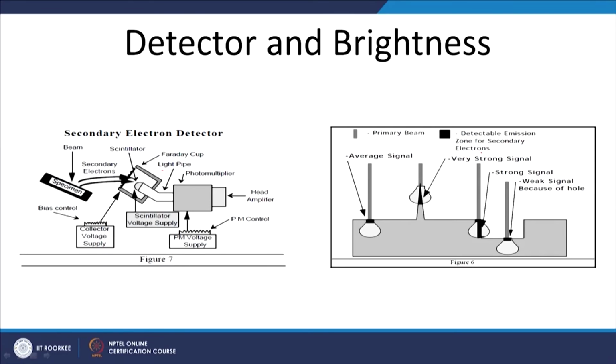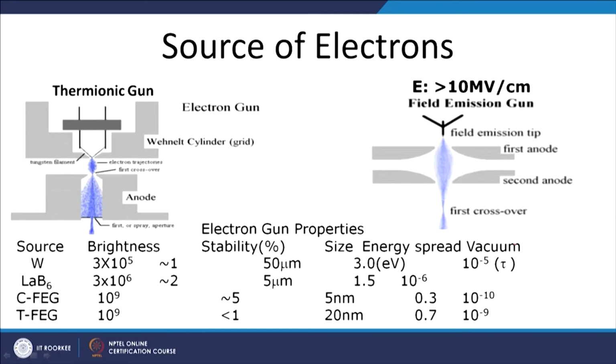Now, in this figure we are showing what will happen if we put a primary beam, and the detectable emission zone for secondary electrons. So, for an average signal, this is the distance the beam can penetrate. If I have a very strong signal, then the distance will become more and more. If it is a strong signal, it can go until this point. If it is a weak signal, it can only penetrate a small distance. Now, what can be the source of electrons?